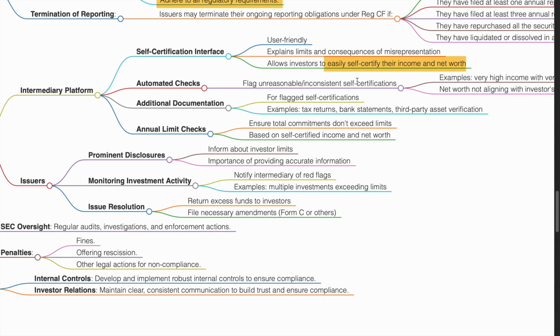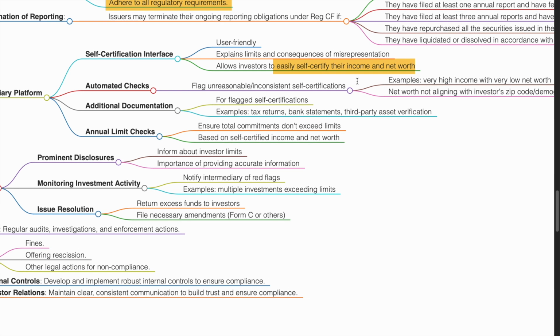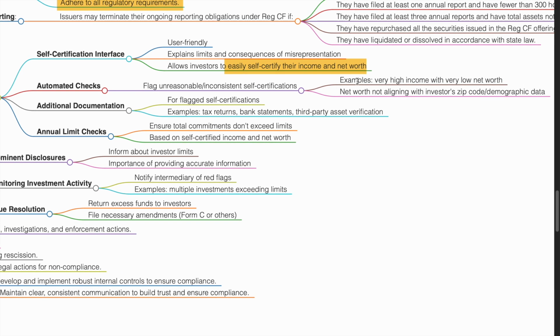The platform, therefore, needs to have a bunch of automated checks too, exactly what we were just talking about, right? So it's got to have automated checks to ensure that things that don't make sense don't happen. So for example, suppose somebody comes on board and they submit that they have a very high income but with a very low net worth.